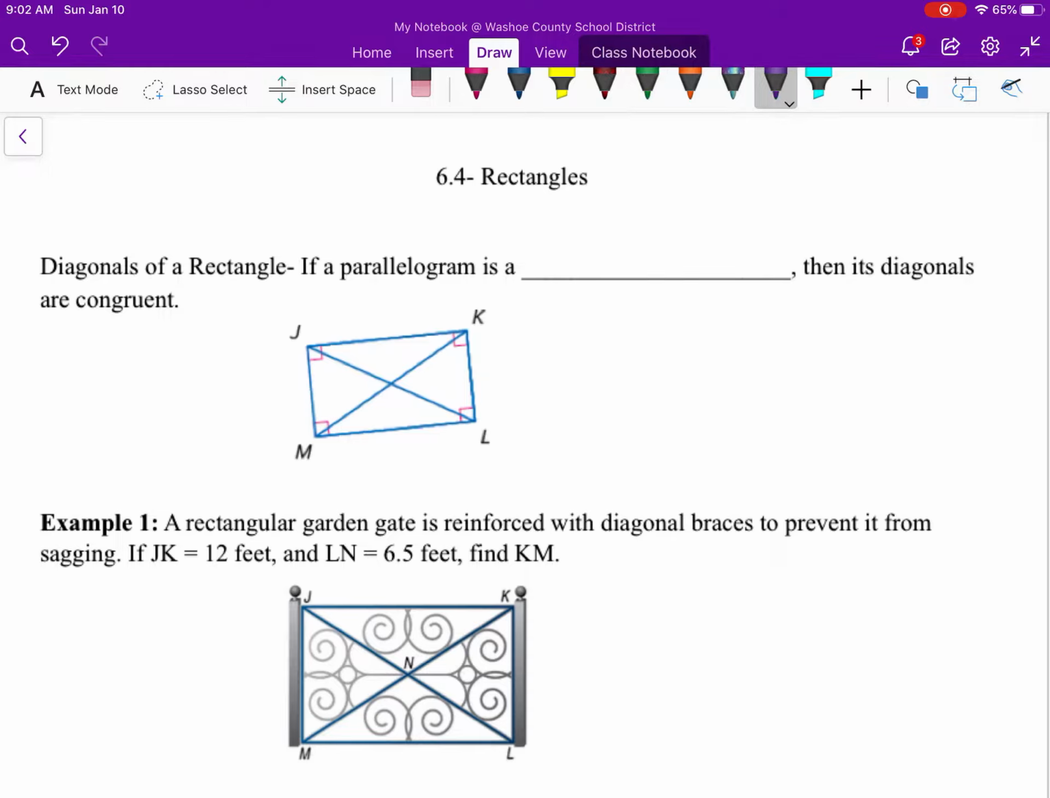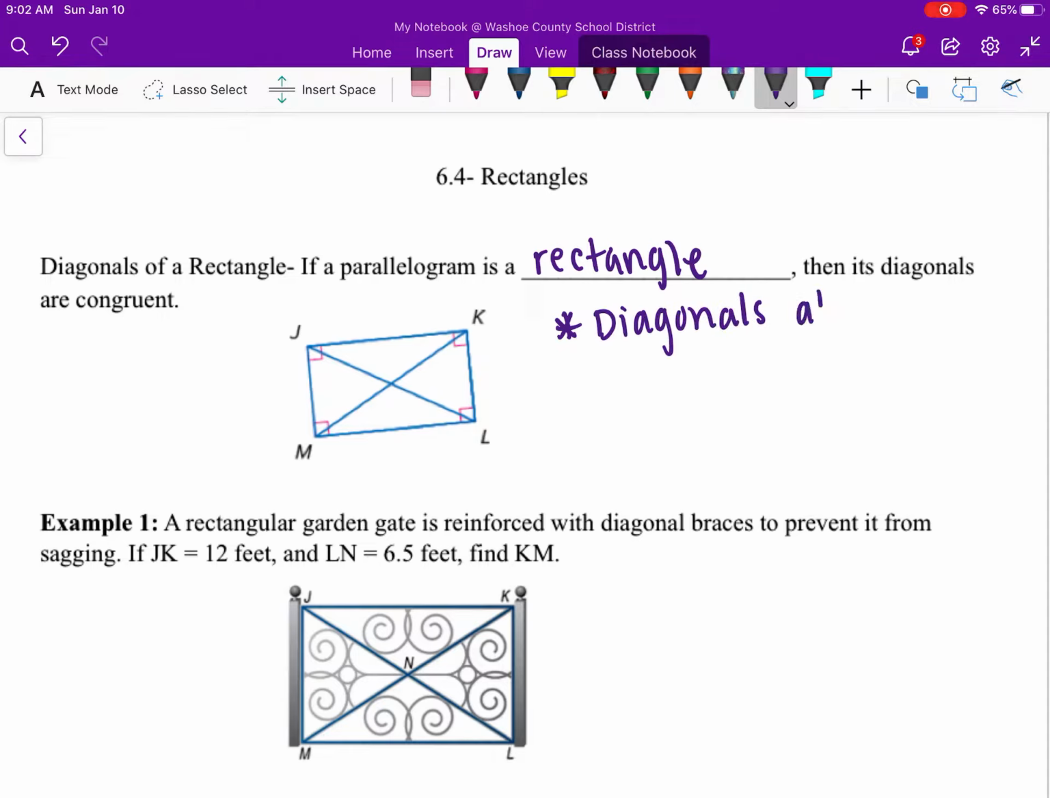Alright, today we're going to talk about a special type of parallelogram called a rectangle. And you guys are all probably familiar with rectangles already, but let's talk about some of the properties that make a rectangle special. So first, the diagonals in a rectangle. If a parallelogram is a rectangle, then its diagonals are going to be congruent to each other, okay?